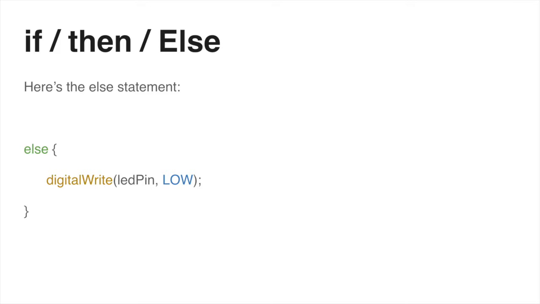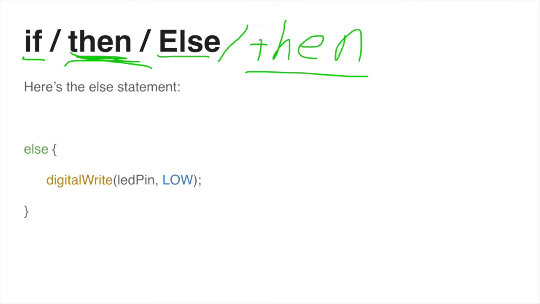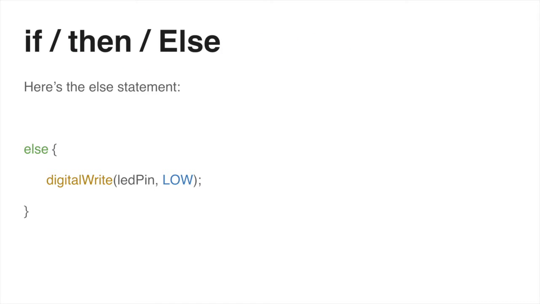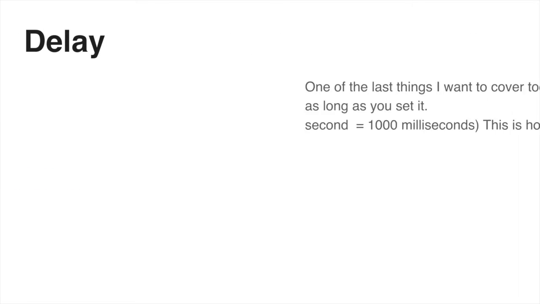Alright. It really should be if then, else then. So if this is true, then do this, right? Else, if it's not true, then do this, right? So that would make a bit more sense. But hey, I didn't write the rules. I just write them down on my slides. Okay, so that's the if then else statement.